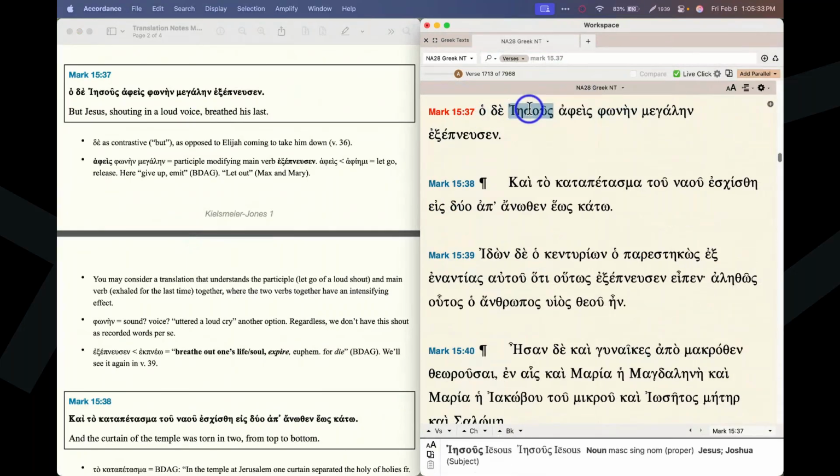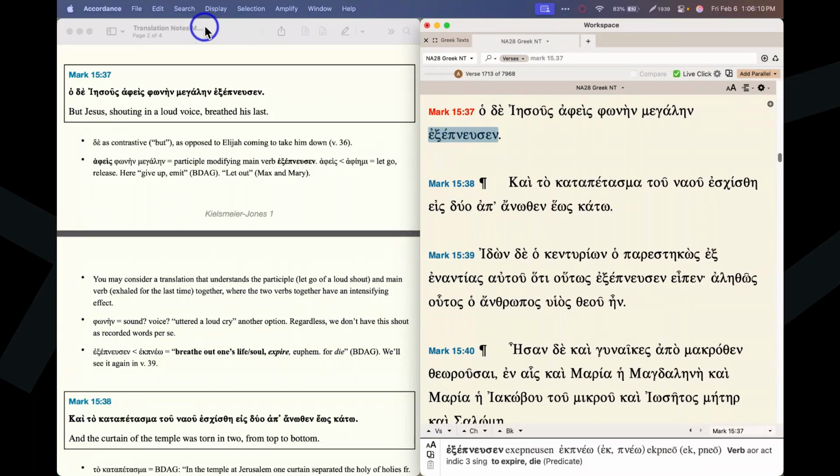Hē de Iēsous aphēs phōnēn megalēn exepneusen. Exepneusen, get that accent there over the epsilon. Left to right, we've got what's called a post-positive de. So it looks like it's splitting up the ho Iēsous, but that's just because of its position in the sentence. So this goes first: and or but Jesus, letting go or releasing, voice, great voice, loud voice, breathed his last or expired.